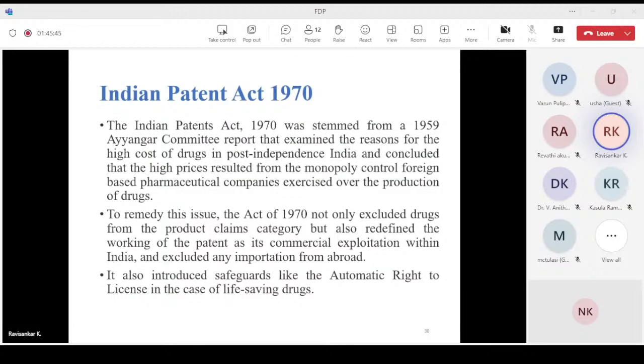Then the Indian Patent Act 1970 stemmed from the 1959 Iyengar Committee report, which examined the reasons for the high cost of drugs in post-independence India, and concluded that high prices resulted from the monopoly of foreign-based pharmaceutical companies over the production of drugs. To remedy this, the 1970 Act not only excluded drugs from the product claims category, but also redefined the working of patent as its commercial exploitation within India and excluded any importation from abroad. It also introduced safeguards like the automatic right to license in case of life-saving drugs.